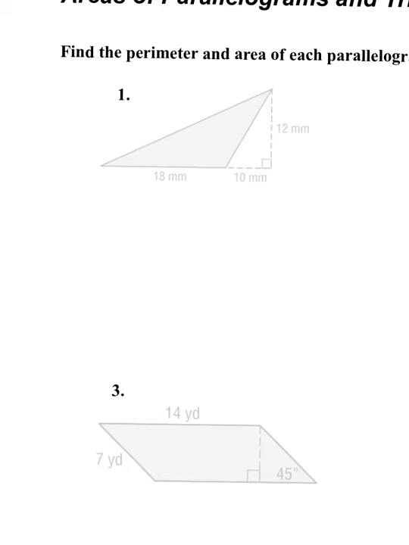A triangle. If you recall, area of a triangle is equal to 1/2 base times height. What's important here is that height is always perpendicular to the base. In this case, base is equal to 18.